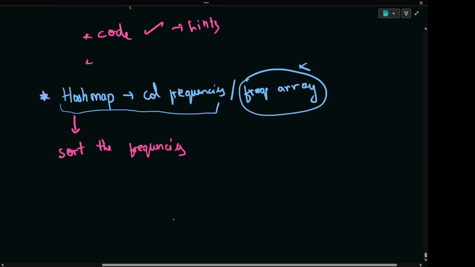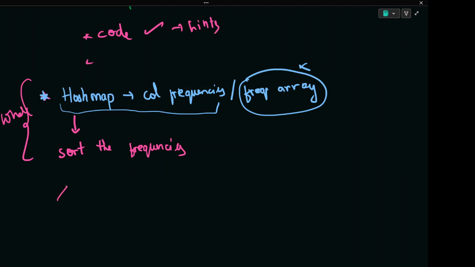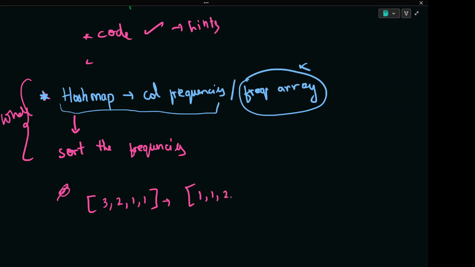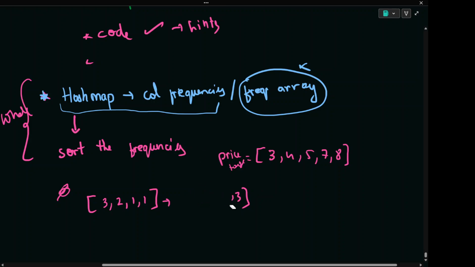Okay. Then, once you're done with both of these, this is the whole problem. Once you have the frequencies, say 3, 2, 1, 1, like this, when you sort, it will become 1, 1, 2, 3. Now, once you get these frequencies, whatever the price tags are, let's say 3, 4, 5. This is sorted, right? We already saw. Now you have to, okay, let me write it like this.